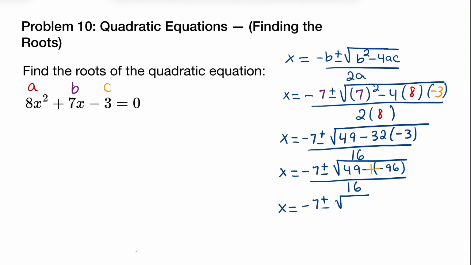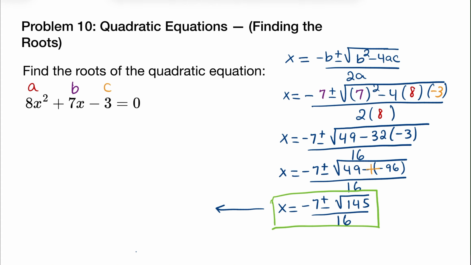And 49 plus 96 is 145. And that is over 16. So this is our final answer, but I also want you to know that there are two possible roots. And so one for the plus sign and one for the minus sign. I will move that right over here to the left.